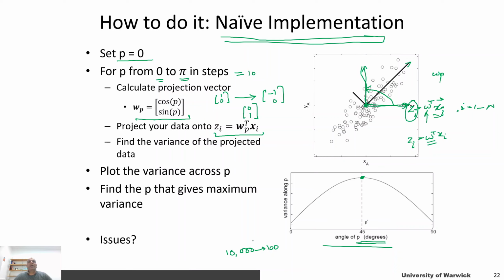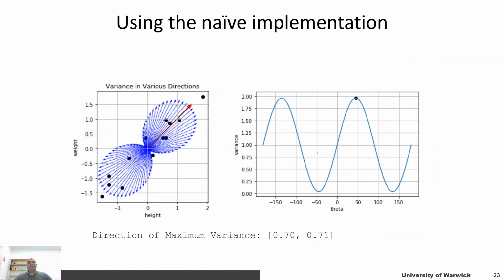Okay. So moving on, once we have this variance captured, if we do this experiment, and I'm going to give you the code to do this naive implementation, so if you have got a data set like this one, with a height and a weight value, normalized to a mean of 0 and a standard deviation of 1, then as we rotate the W vector, the projection vector, and project all of the data onto that and calculate the variance, this is what it comes out to be.